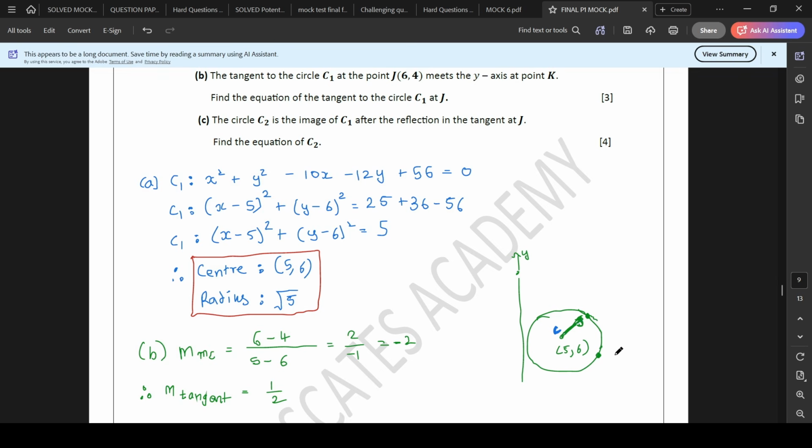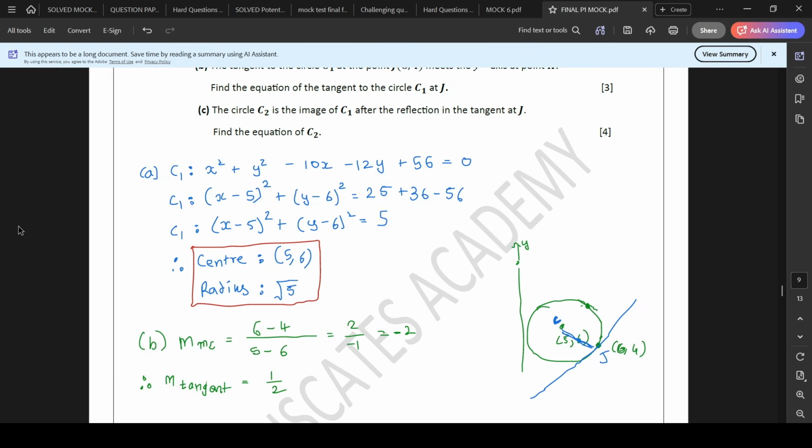So let's say this is 6 comma 4, right? 4 has to be smaller than 6, and this 6 is to the right side of the 5, so this looks good. And now if I draw a tangent, like this is point J, and I just found this gradient as minus 2, so the gradient of this tangent is half. I hope now this is clear. Now there is no confusion. Let me clear this out.